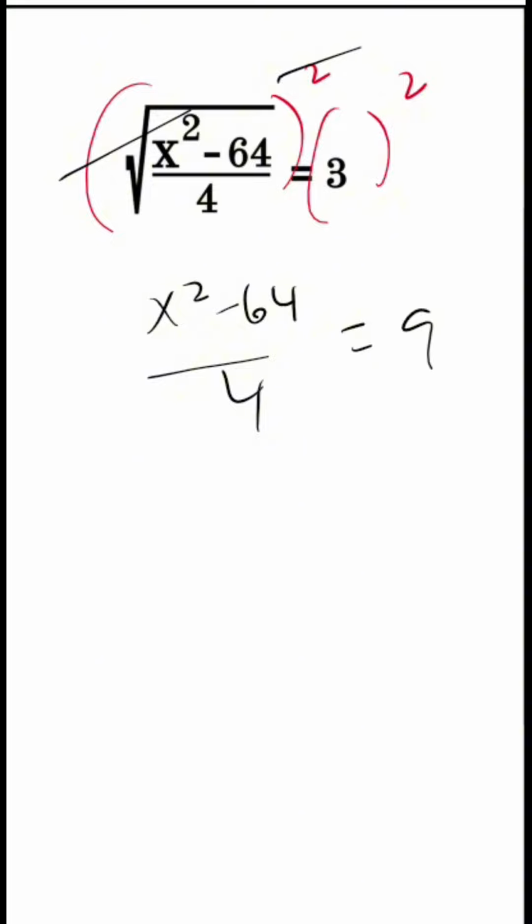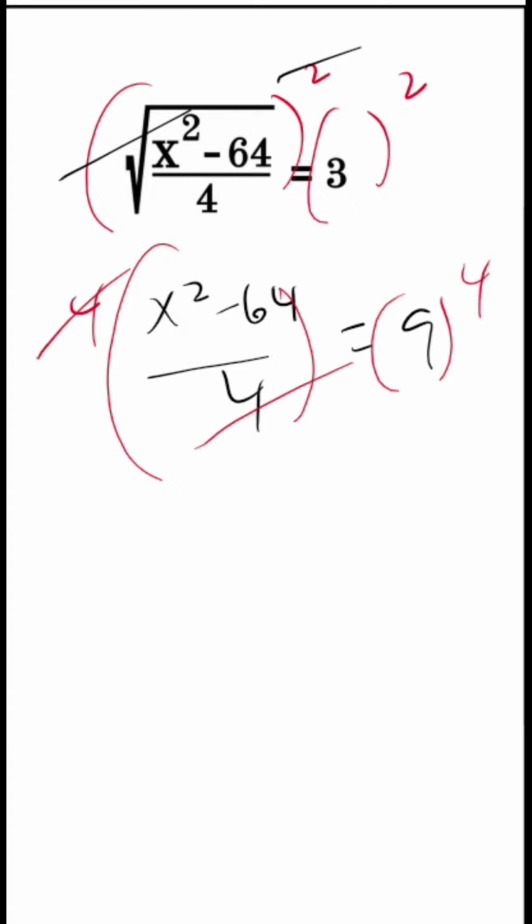Okay, cool. Now I've got to get rid of this 4 right here. I don't like this 4, so I'm going to multiply both sides by 4. When I do that, the 4 is going to cancel, and over here I'm just going to be left with x squared minus 64 is equal to 9 times 4, which is 36.